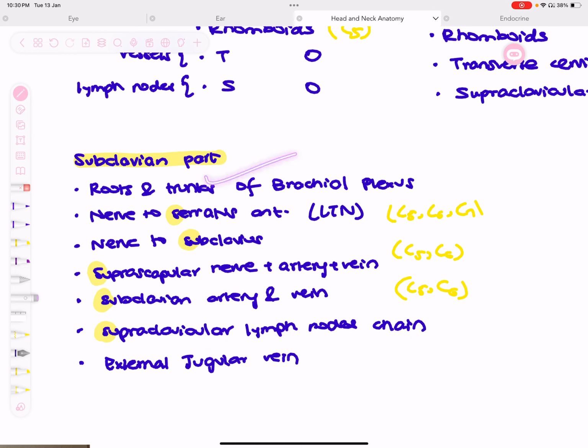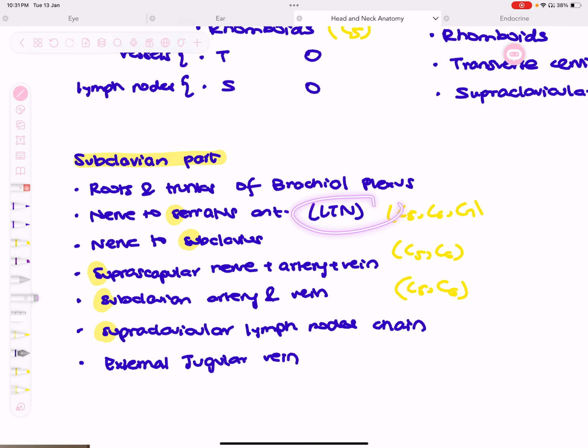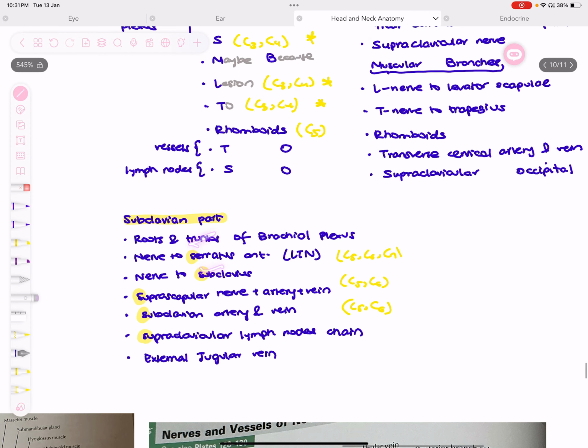So you have roots and trunks of brachial plexus that we know. You also have subclavian artery and vein that we know. Then you had suprascapular artery, nerve, and vein, right? Sorry, this part had to be here. Then you have supraclavicular lymph nodes, correct? So these three are easy. And then you have external jugular vein, then you have brachial plexus done. You also have nerve to serratus anterior and you have nerve to subclavius. These are two things that you need to learn.